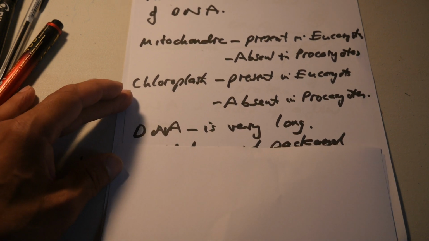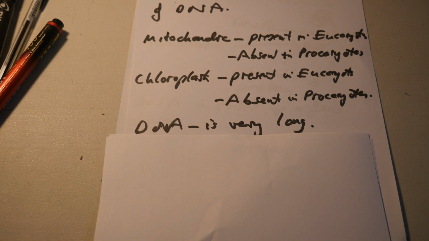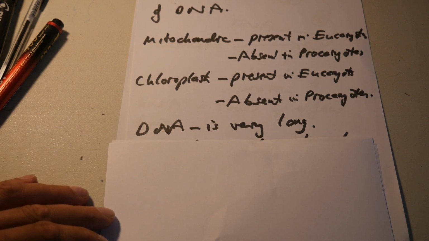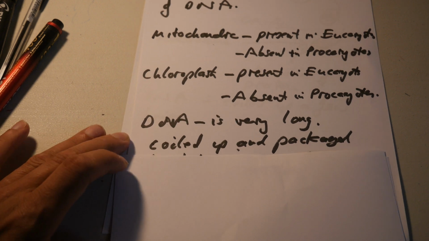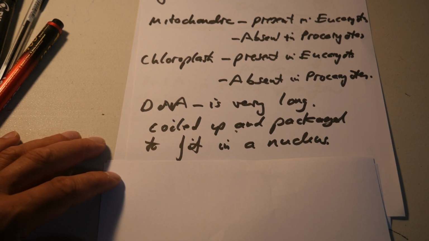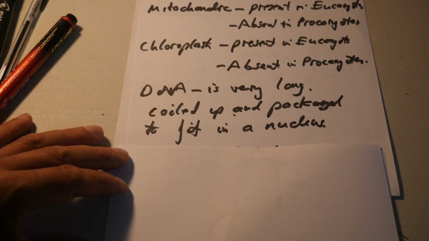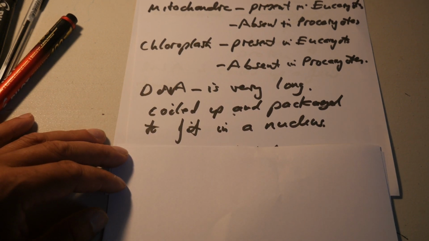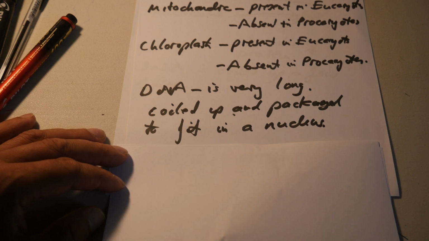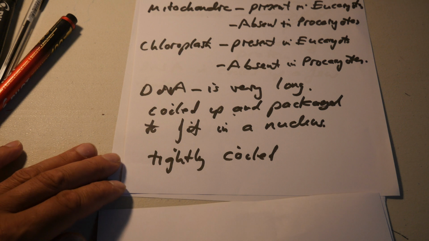DNA is very long. It is many hundreds of times longer than the diameter of a cell. But it's coiled up and packaged to fit in the nucleus. I believe the length of DNA in a cell is about 3 meters, I think. I'd have to look the number up, but I think it's about 3 meters. It's pretty long. But it's packaged up to fit into the nucleus. It's tightly coiled. Okay?